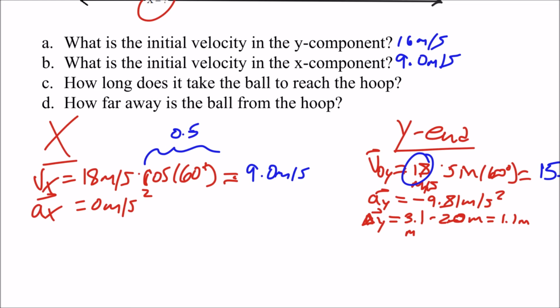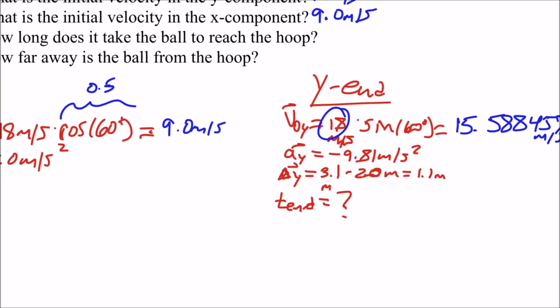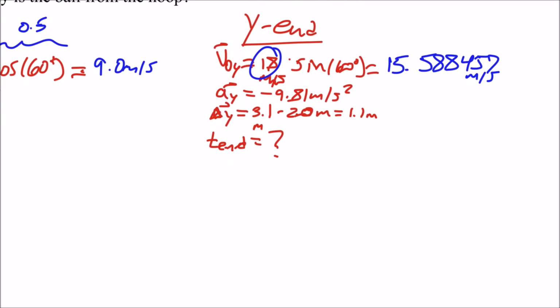Now we need to figure out how long does it take the ball to reach the hoop. Well, on the x-axis, I only have 2 pieces of information, and in the y-axis, I have 3 pieces of information, which means I need to use the y-axis to calculate my time to get to the hoop. So I could use my delta y equals v0 t plus 1/2 a t squared, but if I do that, I'm going to have to use the quadratic formula. And remember, I don't like using quadratic formulas.